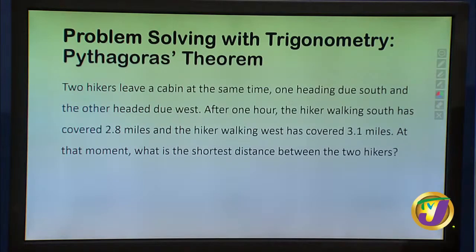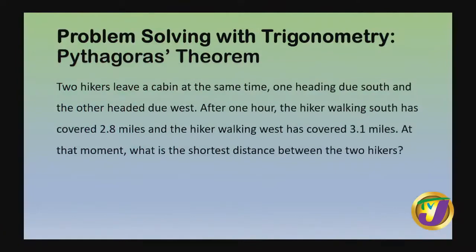So here we have a problem. Two hikers leave a cabin at the same time, one heading due south and the other heading due west. After 1 hour, the hiker walking south has covered 2.8 miles, and the hiker walking west has covered 3.1 miles. At that moment, what is the shortest distance between the two hikers? Nikisha, give me the key details that we need to work this one out.